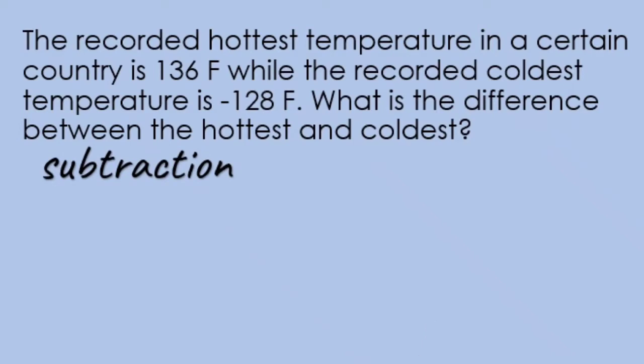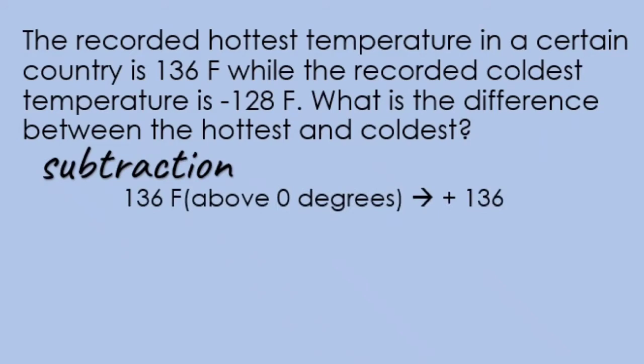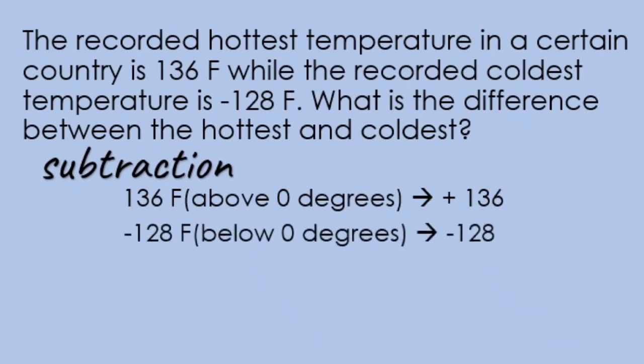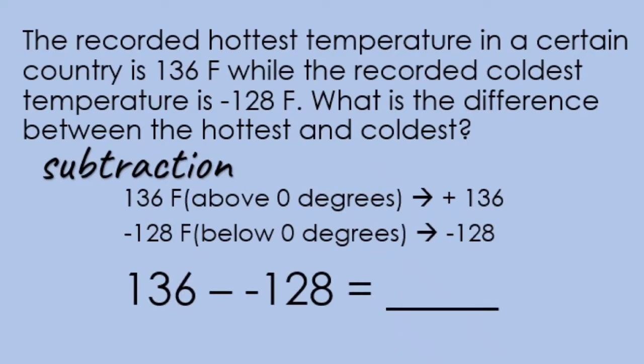And for our given, let's identify. First is 136 degrees Fahrenheit above 0 degrees. It will be represented as positive 136, and negative 128 degrees Fahrenheit below 0 degrees will be represented as negative 128. And our subtraction sentence will be 136 minus negative 128 equals blank.